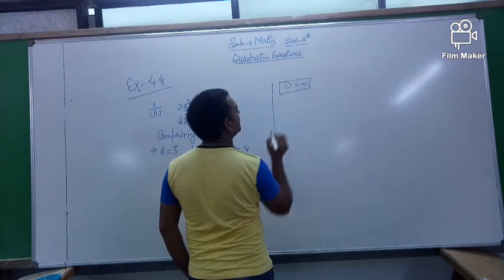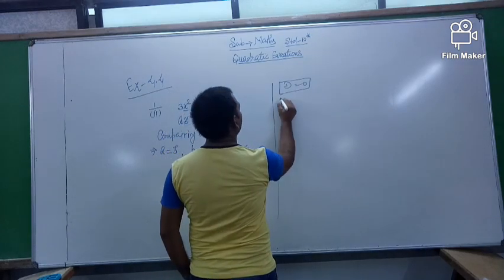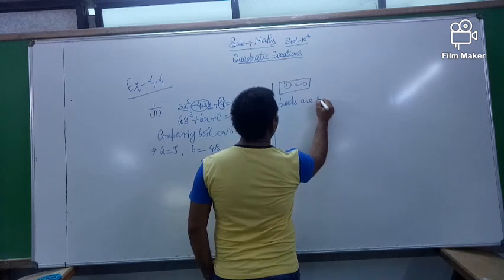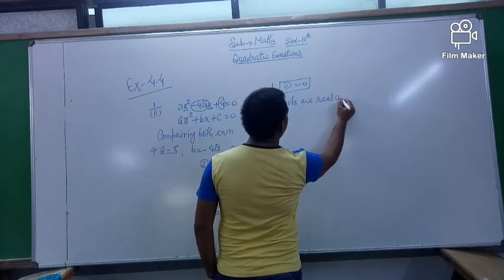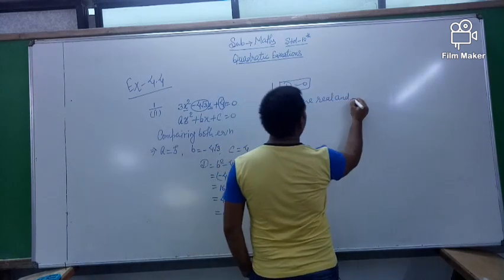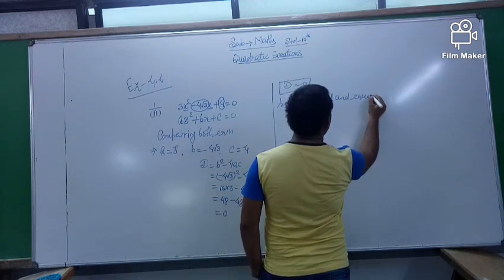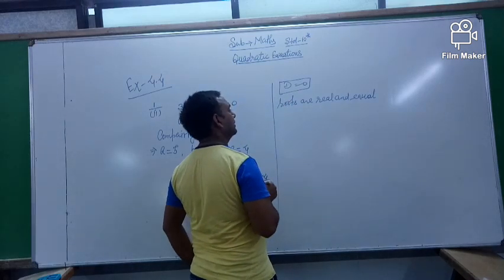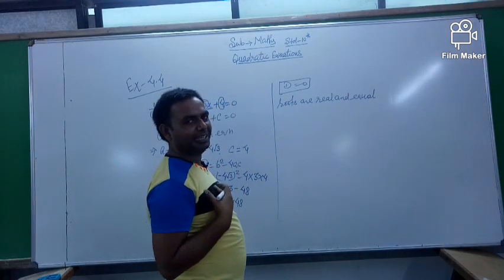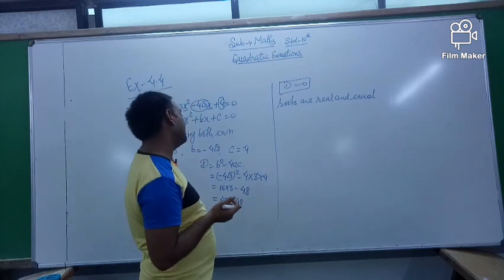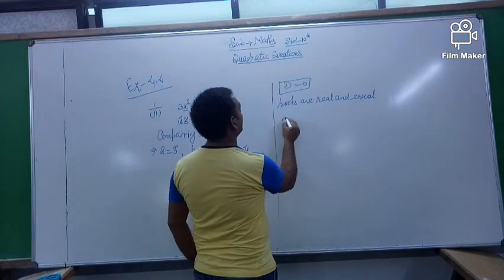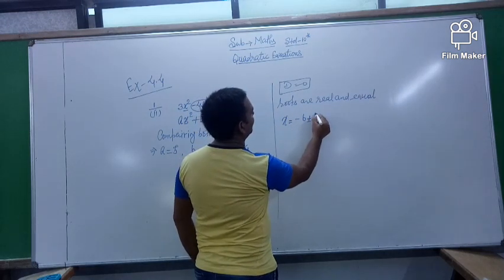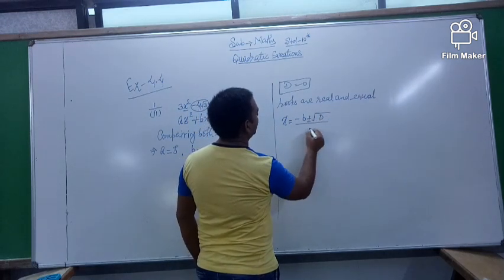If D is equal to 0, in that situation you can say roots are real and equal. Because the condition of D is given, D is equal to 0, it means roots are real and equal. Then you find the roots. So the formula is x is equal to minus b plus minus under root D divided by 2a.